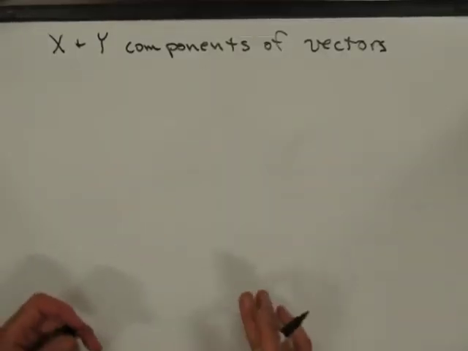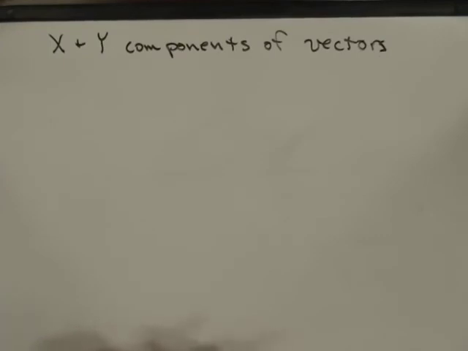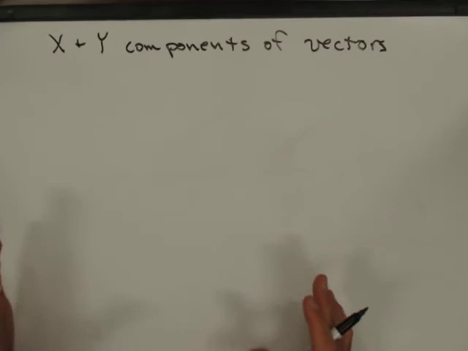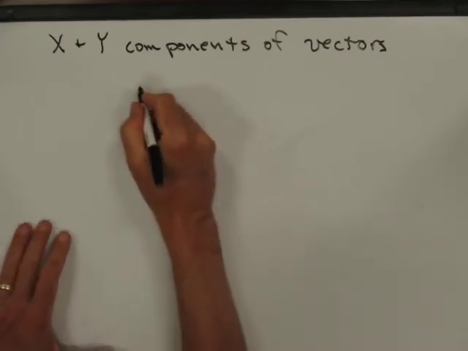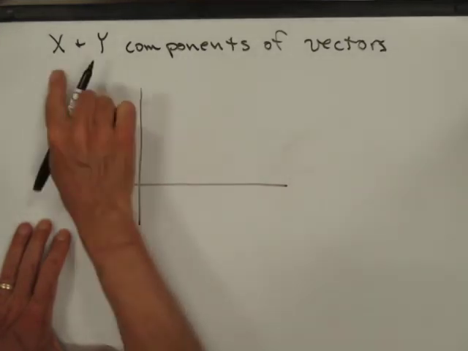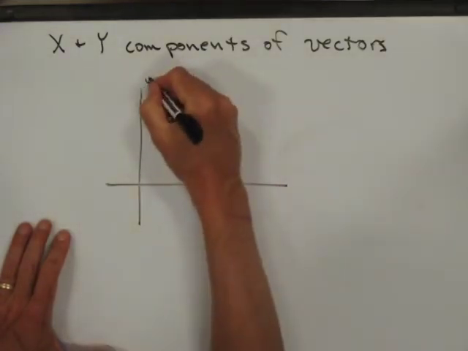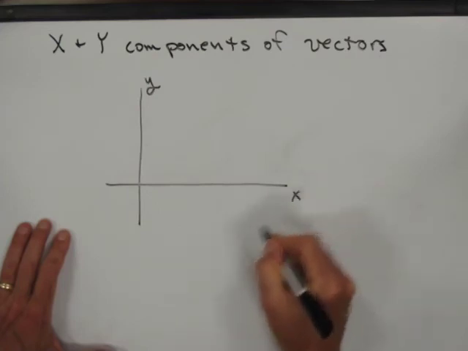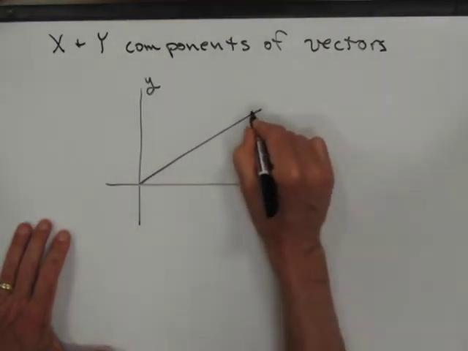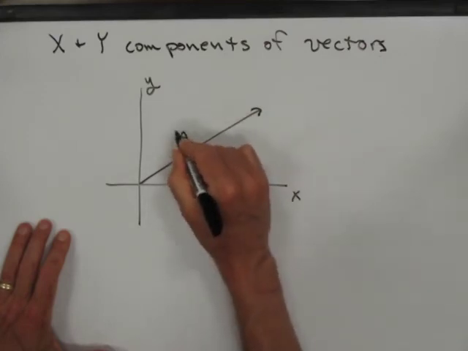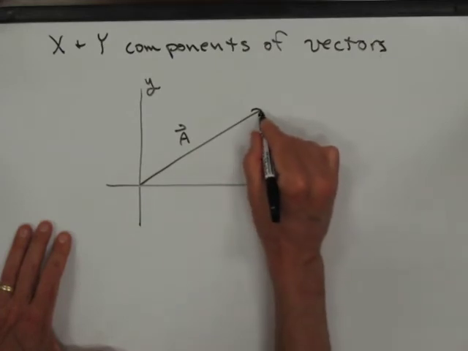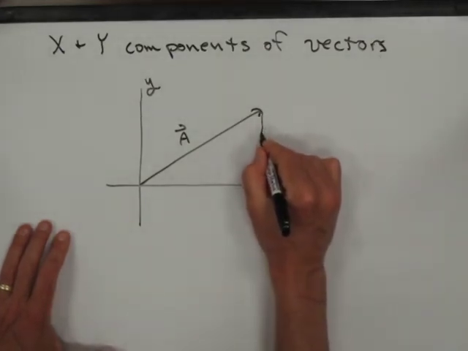So we've talked a little bit about adding and subtracting vectors graphically, and we're going to work our way towards doing these things algebraically or mathematically. I'm going to begin by giving you a few properties of vectors, namely their x and y components. If I draw a coordinate system where this is my y-axis and this is my x-axis, and just pick a vector and draw it, and I call this vector A, then I can find the x and y components of A by starting at the tip of A and drawing a perpendicular line to either axis.